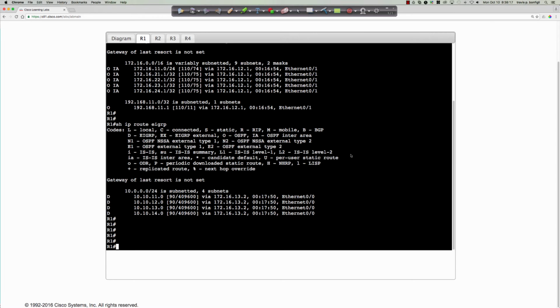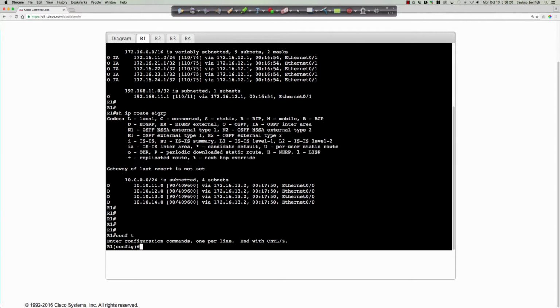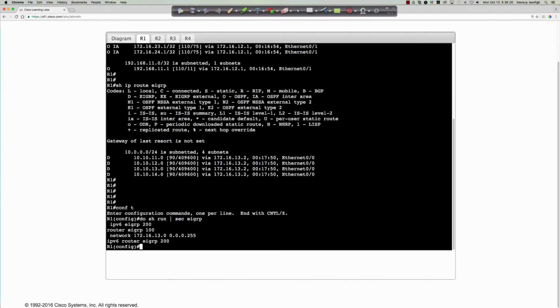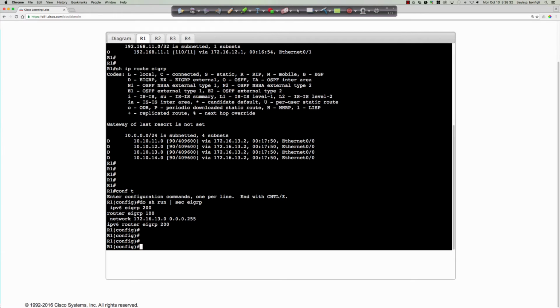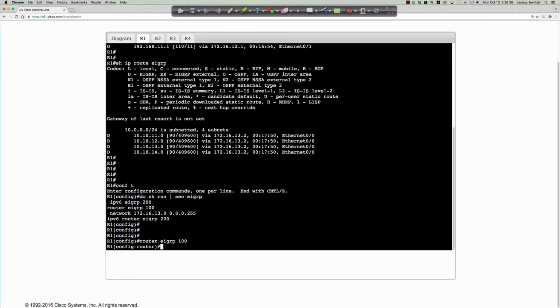Back here on router 1, let's get into global config. Actually, let's do show run section eigrp to see what the EIGRP process configuration is. Router EIGRP 100, you can see we've got that single network statement on router 1. So let's go ahead and say router eigrp 100.